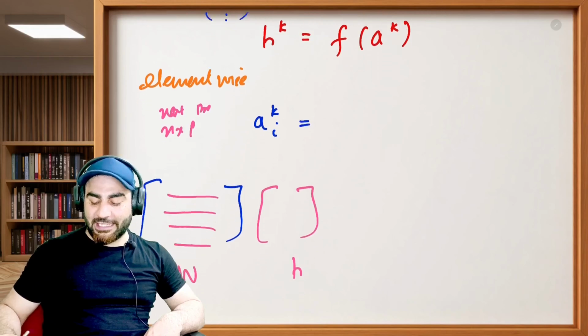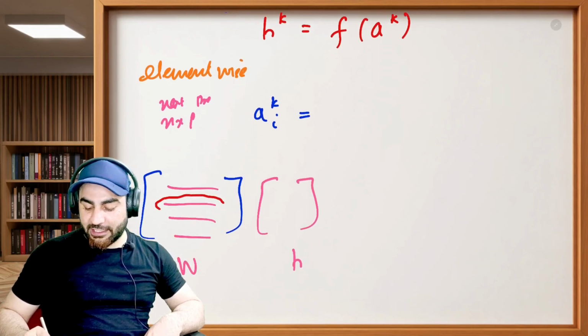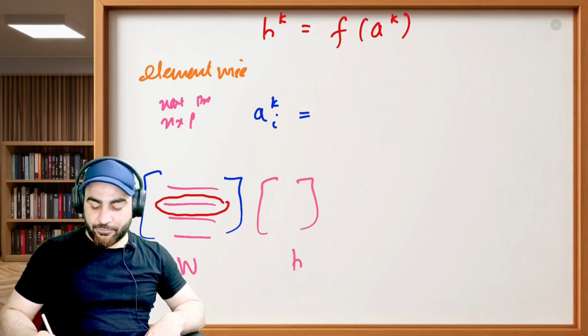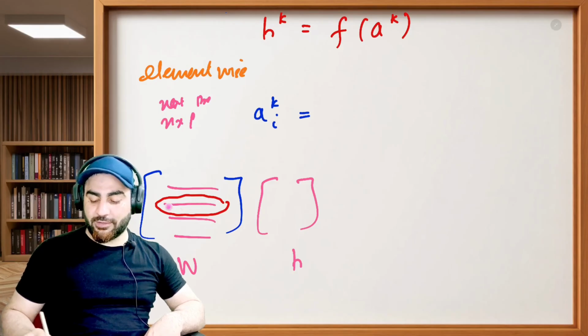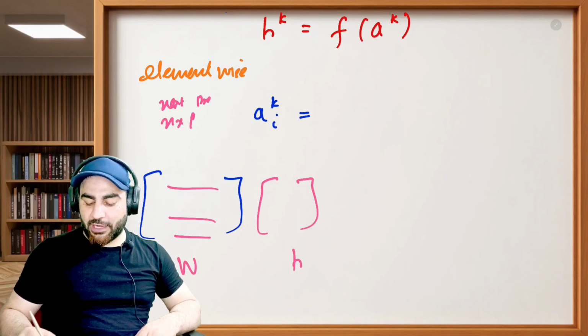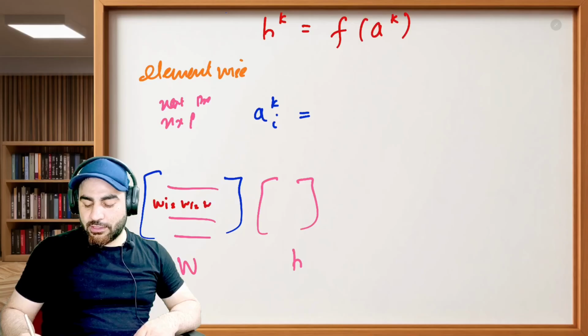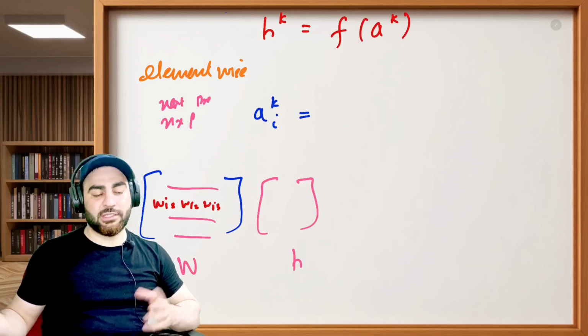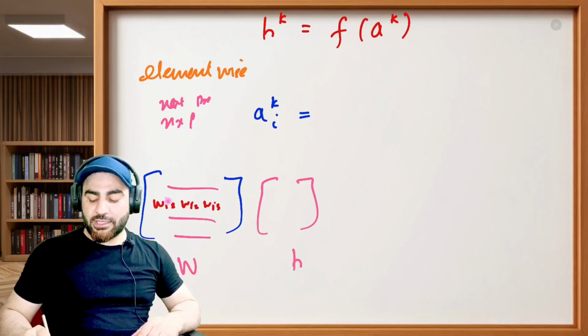So you will take the ith entry of this. Consider this as the ith entry. So you will fix the i value. All these will be Wi1, Wi2, Wi3, Wi4, until WiM. This is how we write it. So this is Wi, if you see.